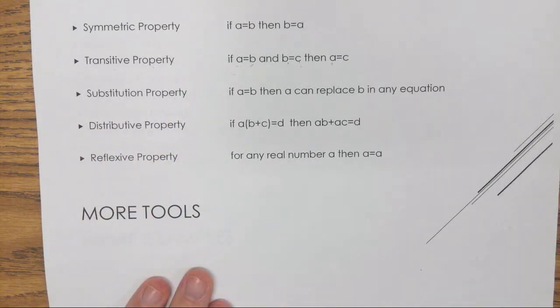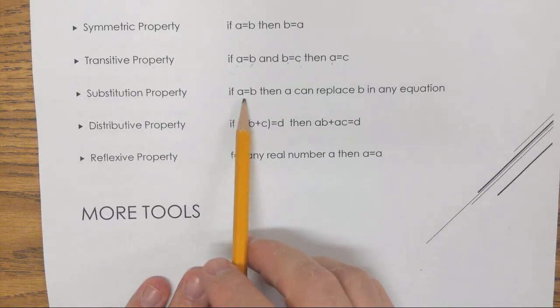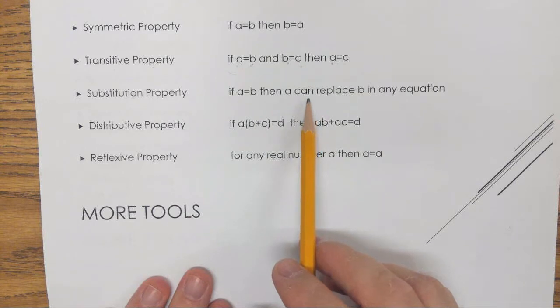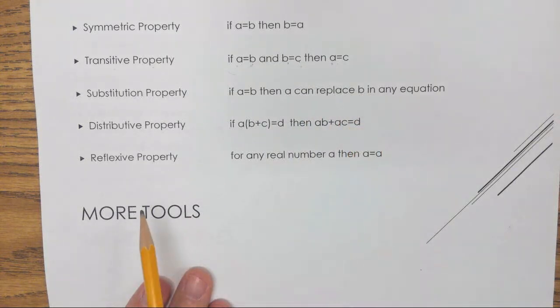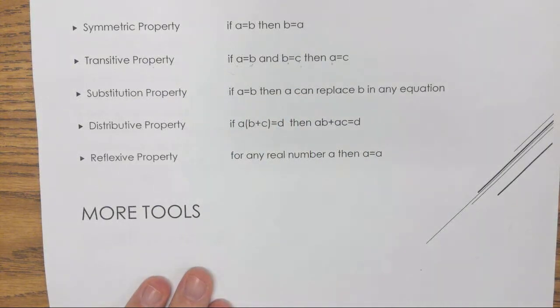Substitution property. You guys have done substitution many times, like they'll say x equals 3 and so on and so forth, and you plug it back into another equation. Well, the substitution property says that if A equals B, then we can replace A for B in any equation. Okay, so I can plug A in for B, or B in for A, however you want to think about it.